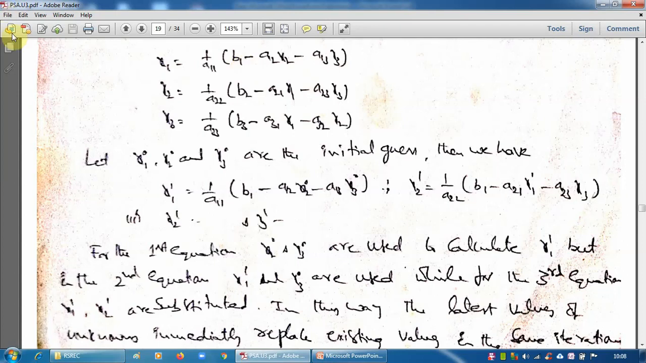From these three equations, x1 is taken out, taken to LHS and simplified with the first equation will be this, and from second equation x2 is taken to LHS. Just now what I said, the three equations are written in terms of x1, x2, x3 like this. So if these are the equations, Gauss-Seidel method consists of assuming some initial values.